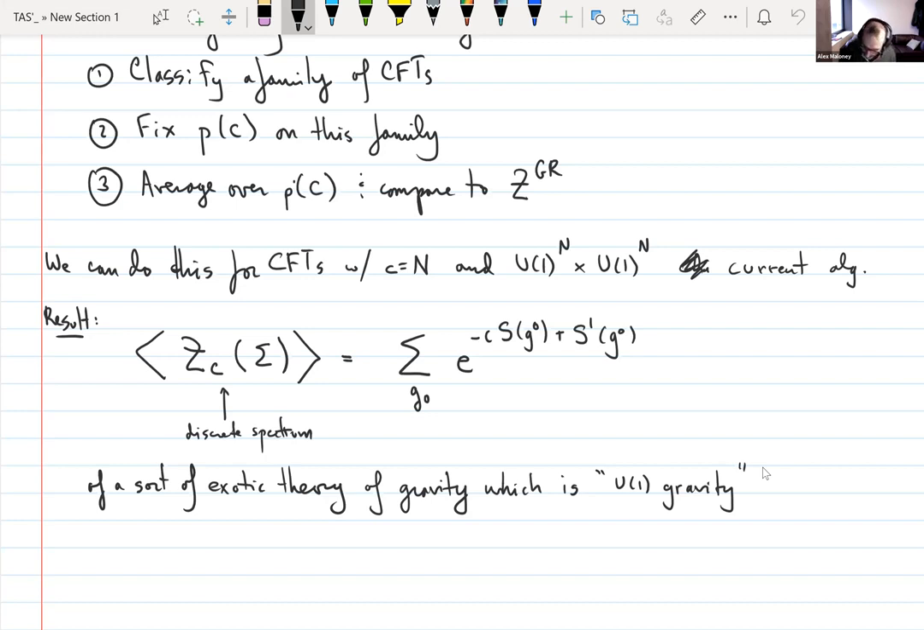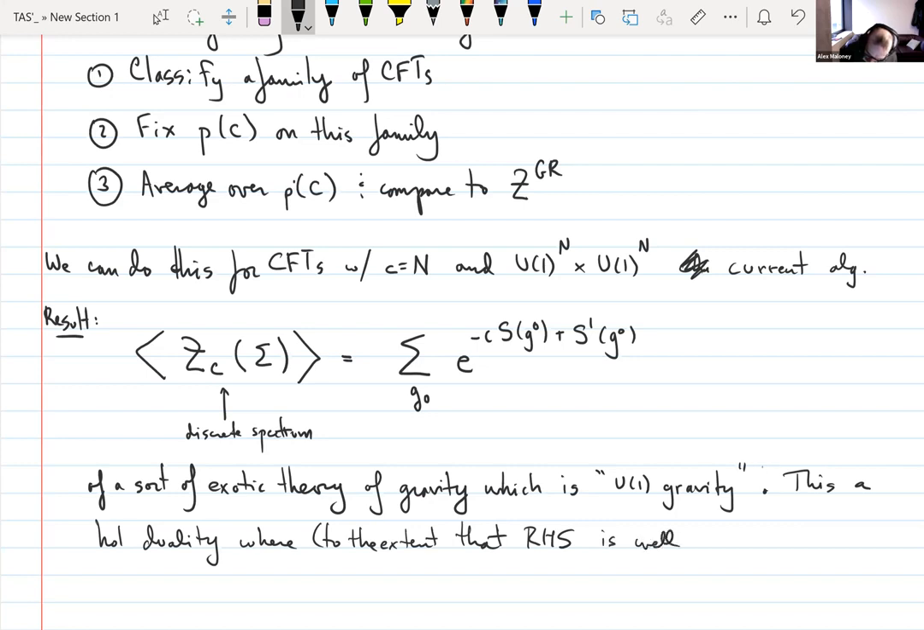And so this is a sort of holographic duality, where, to the extent that the right-hand side is well defined, we know both sides of this duality explicitly.